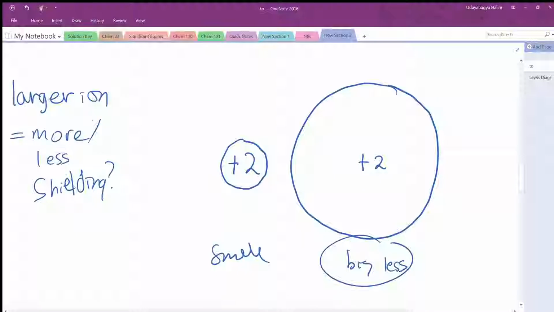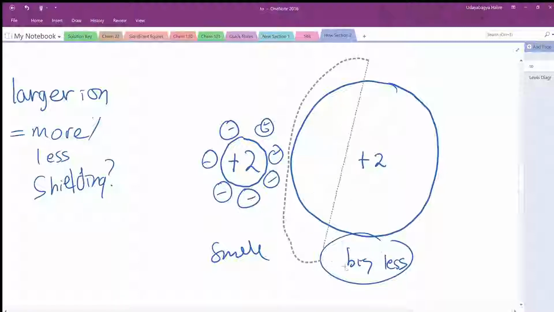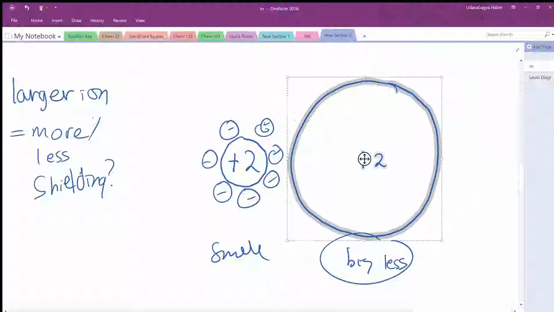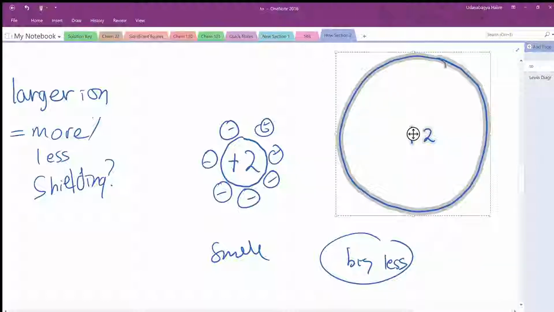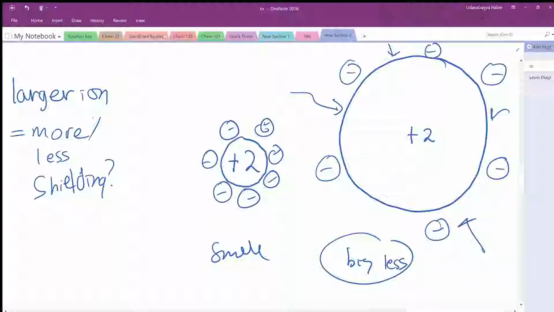Just because they're both the same +2 charge, the negative charge is going to be able to agglomerate around the small one better. So let's just say the +2 ion accumulates 6 negative charges around it. If it's small, then these 6 negative charges are going to cover the majority of the space around it. Whereas if you have a large ion, then the negative charge is going to be here, there, there, 4, 5, and 6. And you can see that there are more holes in the shield. So it's going to have less shield.